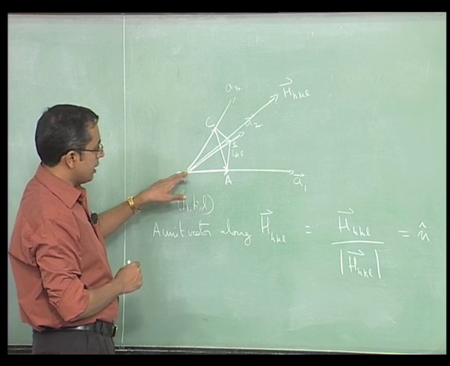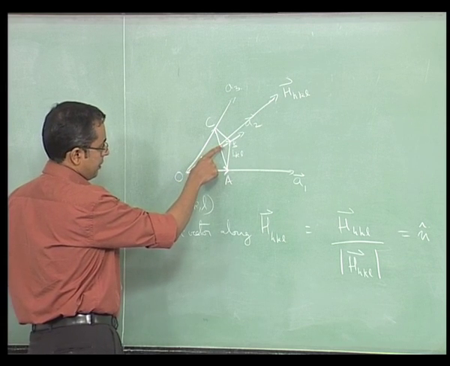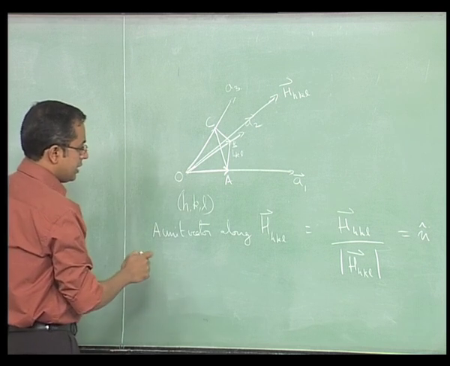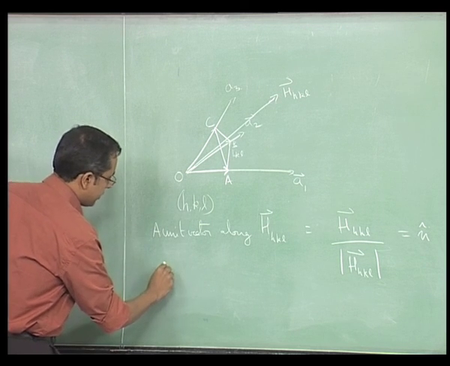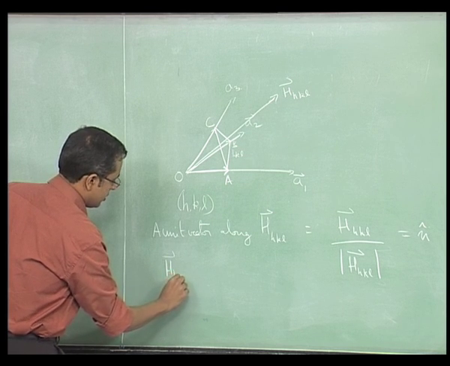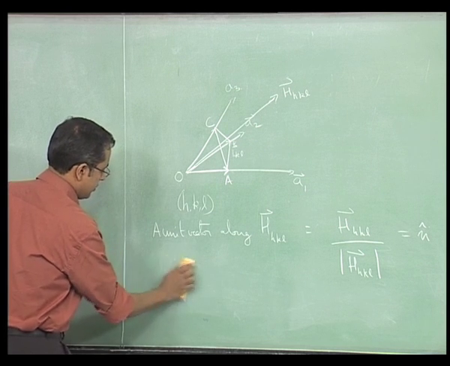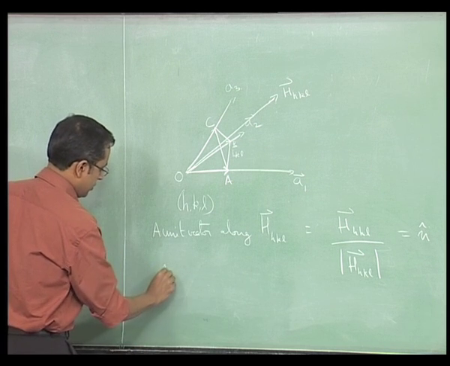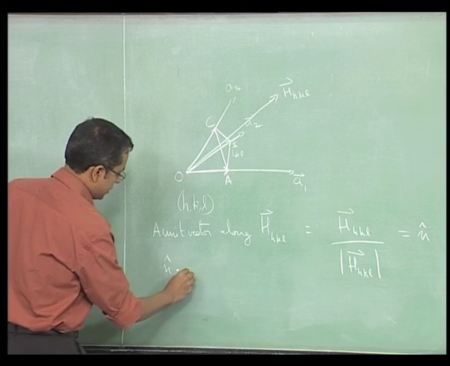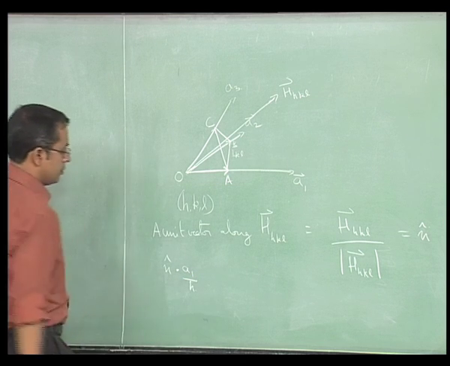So if you look at the distance between the plane and the origin, we can write that as HHKL, or n cap, dot A1 by H.